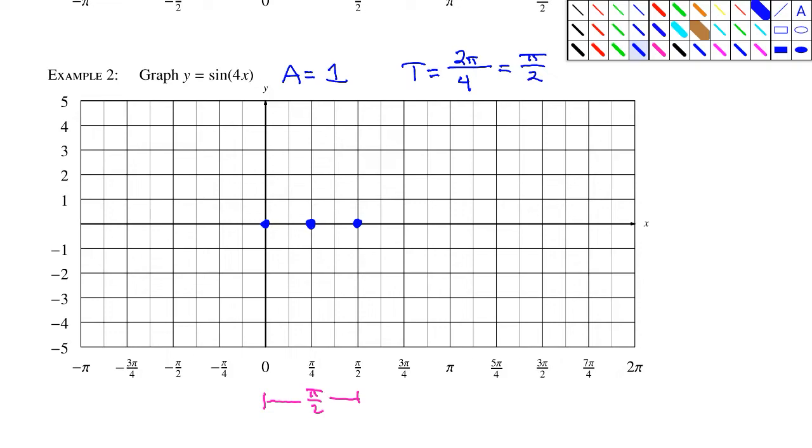And we know that halfway between the first 0 and the middle 0 is where the function reaches its maximum. So that's going to be at 1. So this is going to be the maximum right here. We also know that halfway between the middle 0 and the ending of the period, that's where the function reaches its minimum. So it's going to be at negative 1.